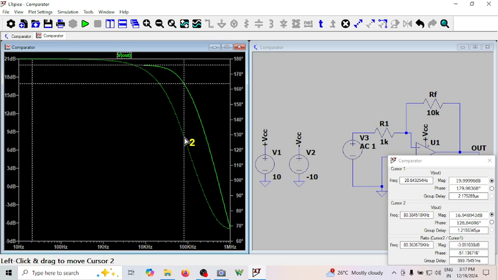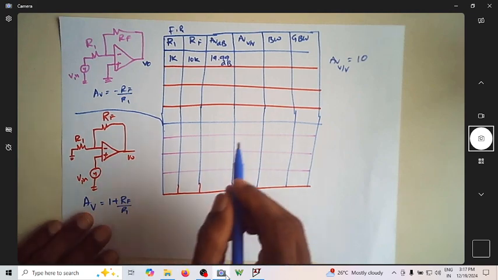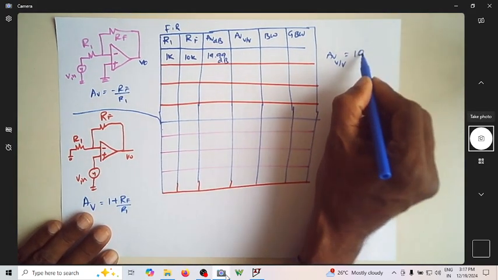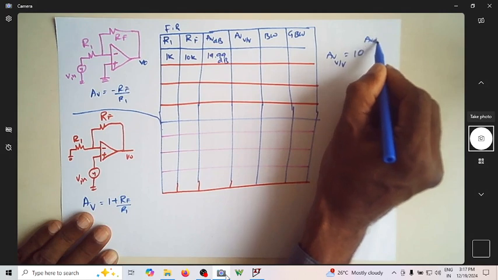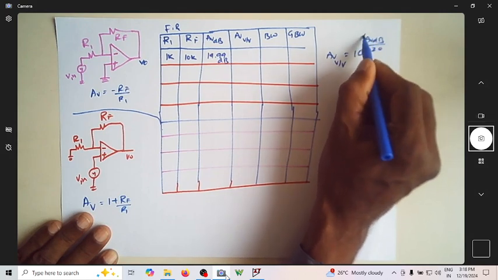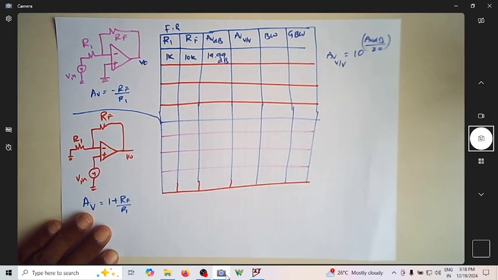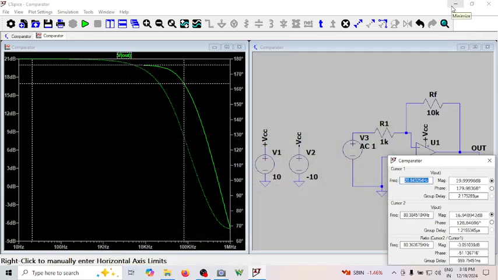Let me find out AV in volt per volt. AV in volt per volt is 10 to the power of AV in dB divided by 20. This is the expression. Now let me find the bandwidth. The bandwidth is 80.3 kilohertz. Let me make it 80 kilohertz.